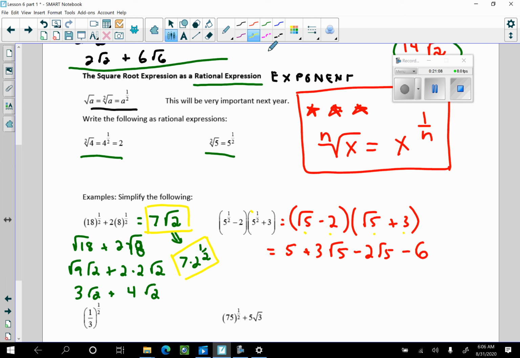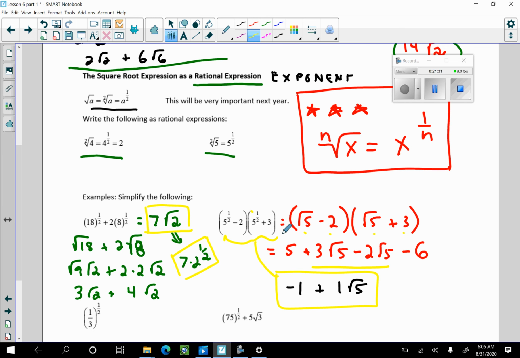Now, if you notice, I can add these square roots of 5. And I can add the 5 and the negative 6, which is negative 1. And I have positive 1 square root of 5. And that is the simplified version of this expression right here.